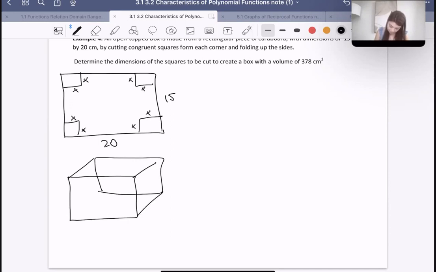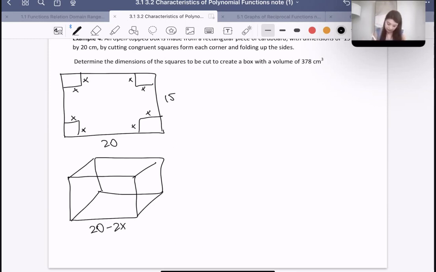We're folding up our box. Well, what would the dimensions be now? Well, this first dimension here would be 20 minus 2x, right? Because we would have our 20 for the full length of the box, but we're cutting out a square on each side with a length x, so minus 2x therefore.